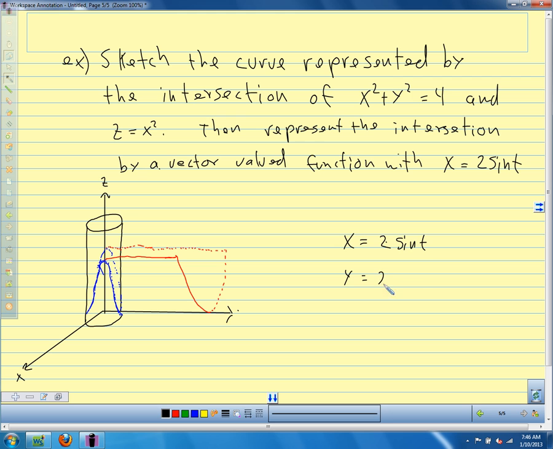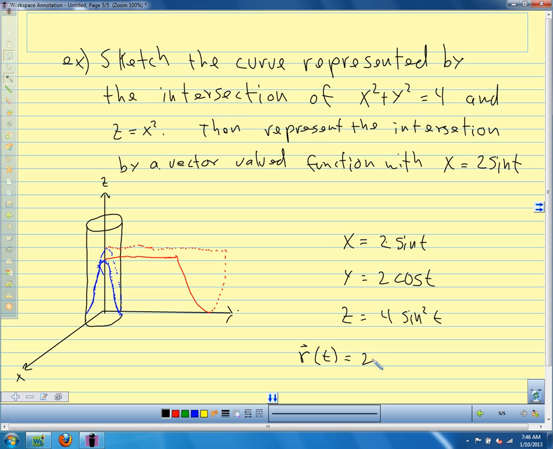y equals 2 cosine t. That will give us this relationship, x squared plus y squared equals 4. And z, what does the other equation tell us? z equals x squared, so z has to be 4 sine squared t. And now we have our vector valued function.